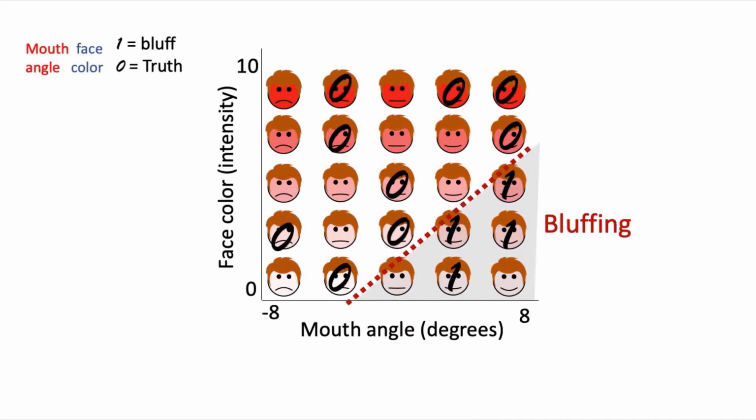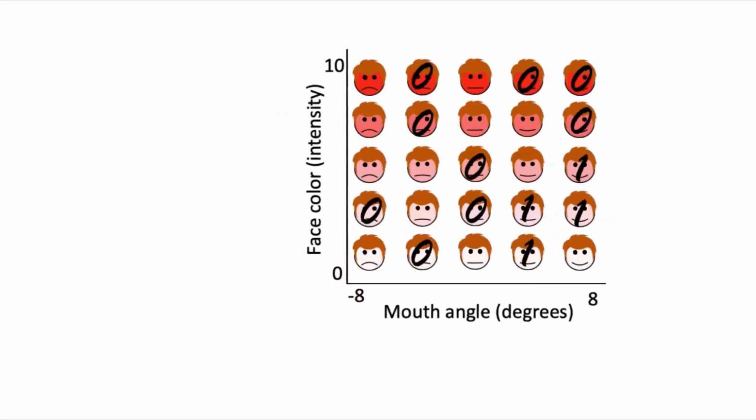Notice that unlike the one-dimensional example, it's not a single face color intensity value or a single mouth angle at which the truth becomes a bluff. Instead, it's some combination of the two where this transition from truth to bluff occurs. To be more numerically precise about this, you use your newly collected data to train your perceptron model.